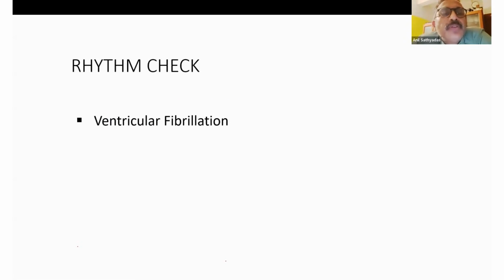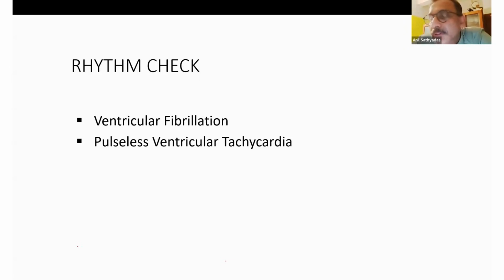So we said that when you check the rhythm, you can classify patients into 2 depending on the rhythm that you see. So everybody should be familiar with rhythm identification. So we have VF and pulseless VT. See, VT can be either with pulse or without pulse. Without pulse qualifies for the cardiac arrest ECG pattern, whereas with pulse is not cardiac arrest.